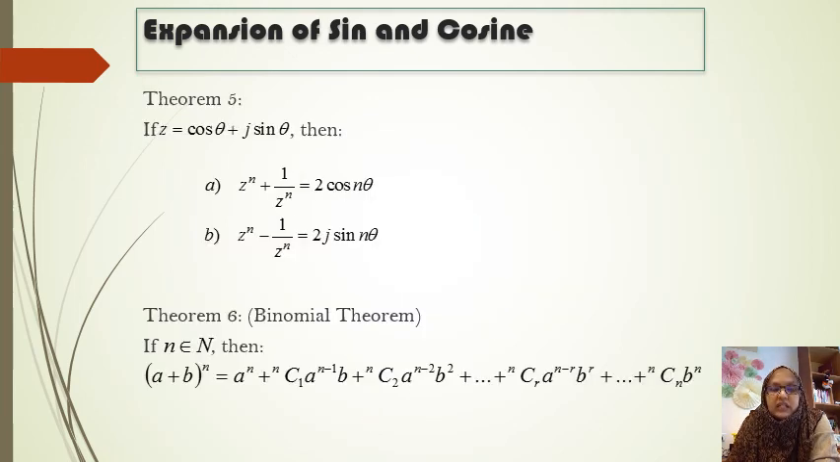Okay, now to solve for cos theta power 5, actually we need theorem 5 and theorem 6, which is the binomial theorem. Theorem 5 states that z is equal to cos theta plus j sine theta. Then z power n plus 1 over z power n is equal to 2 cos n theta. z power n minus 1 over z power n is equal to 2j sine n theta. So we are going to use this later, and also the binomial theorem that we have learned before.